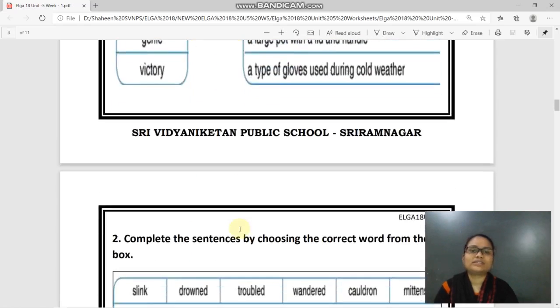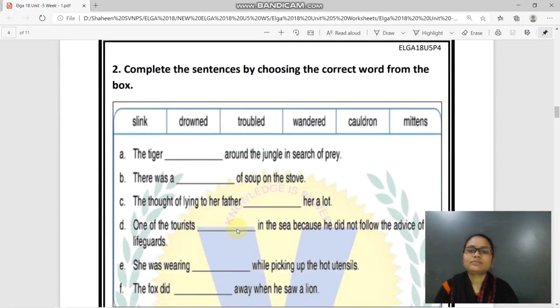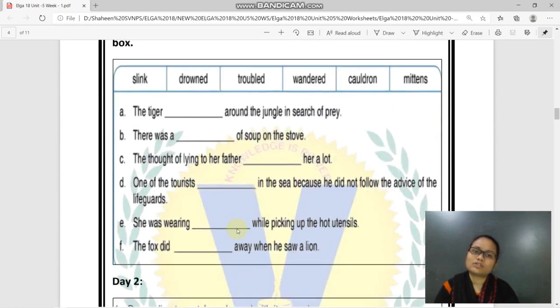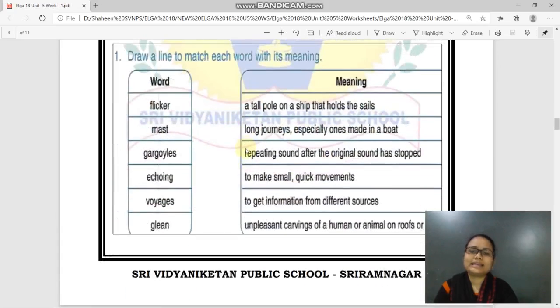Now let's move towards the next question. Complete the sentences by choosing the correct word from the box. Children, you can see here in the box a few words are given for you all and here a few sentences are given for you all children. You are supposed to complete all these sentences by choosing the correct word from the box children.